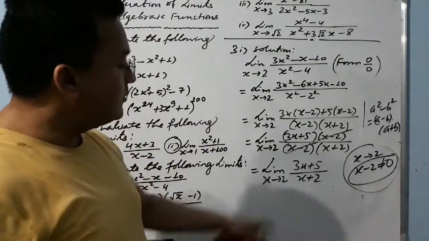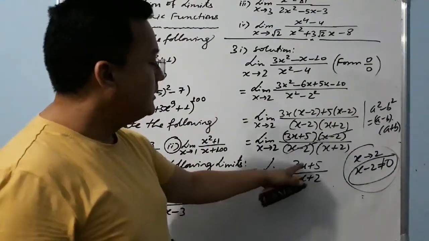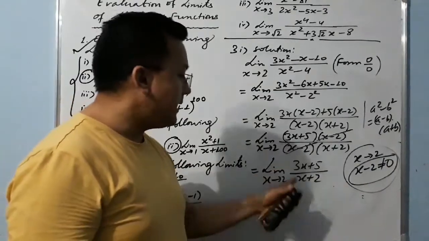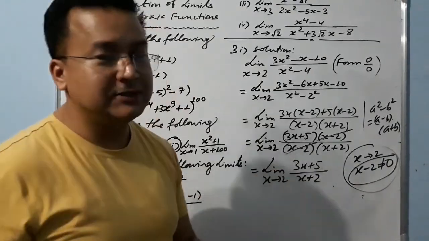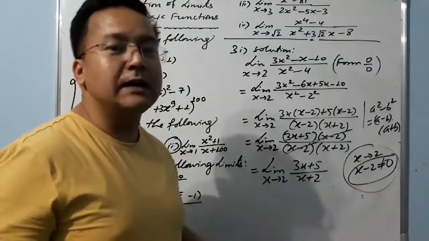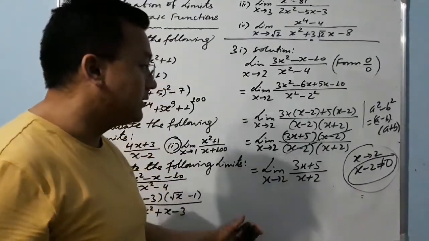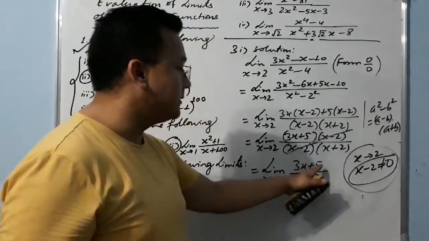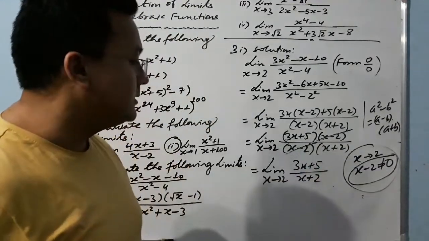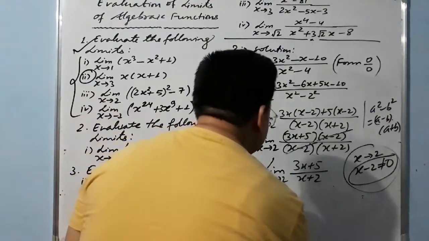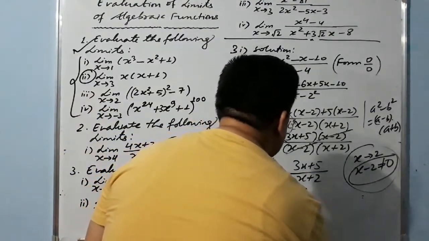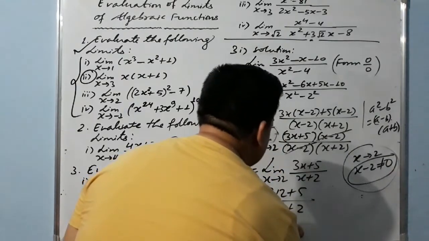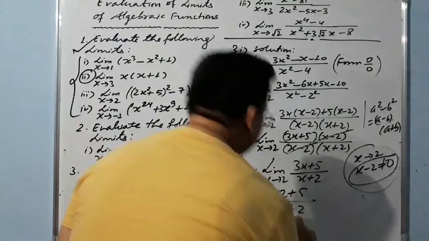If you see very carefully, as x tends to 2, 3x tends to 6, plus 5, and x plus 2 tends to 4, and you are not going to get an indeterminate form here. So you can use algebra of limits, like limit of the numerator upon limit of the denominator, or you can simply do 3 times 2 plus 5 upon 2 plus 2, which is 6 plus 5, 11 upon 4.